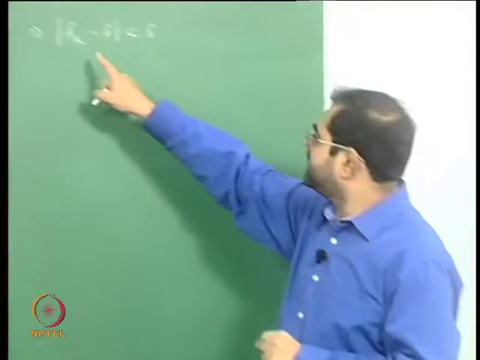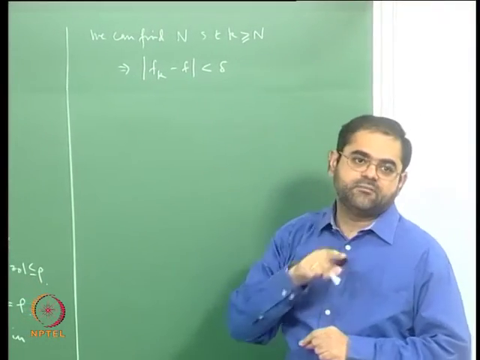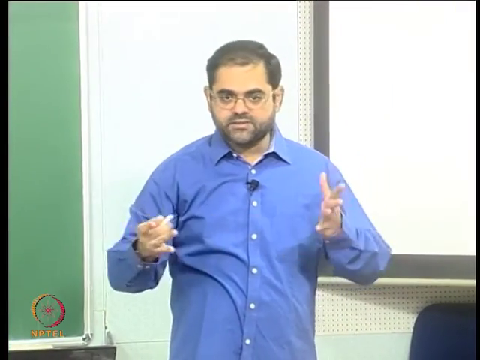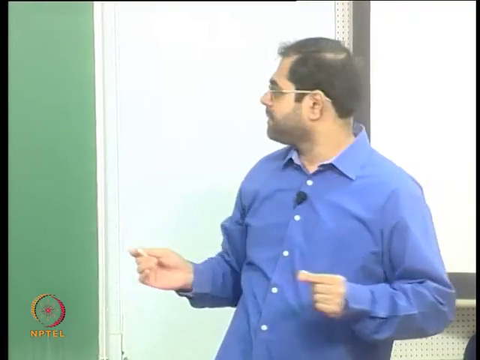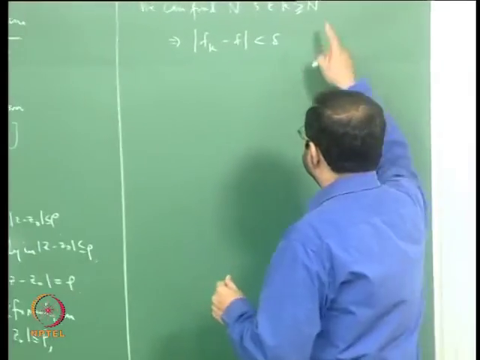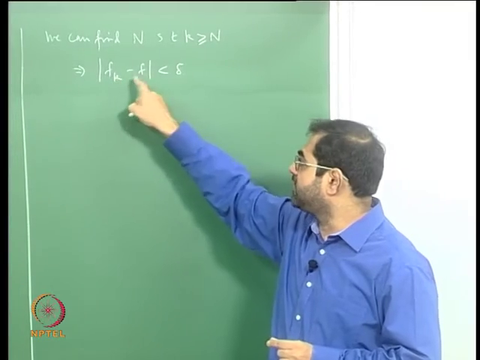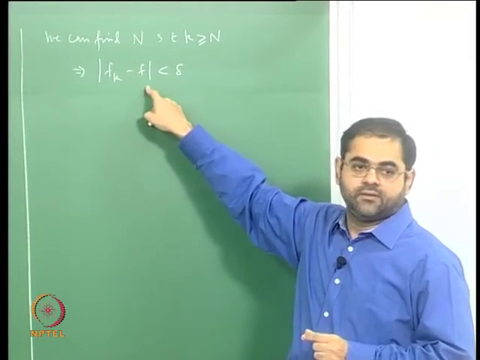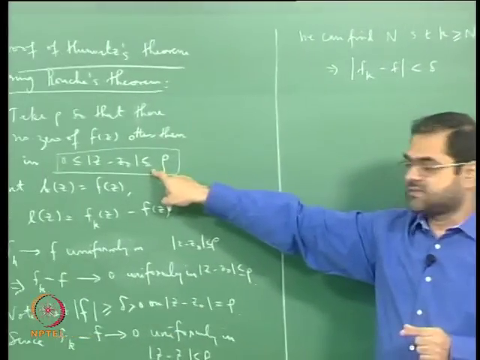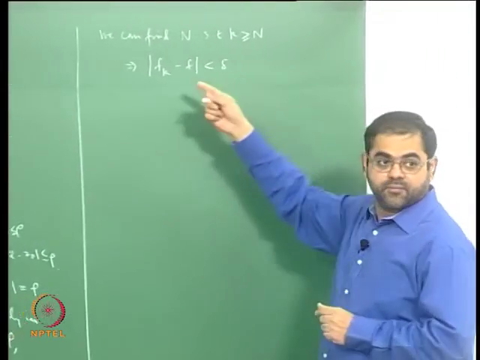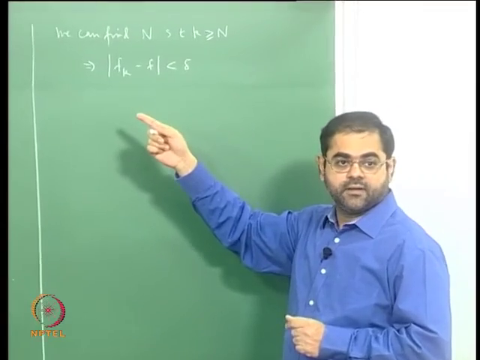And I am not writing fk of z minus f of z because all this is done independent of z, and this independence of z is exactly the uniformness of convergence. So this n does not depend on z, it does not depend on what value of z you plug in, where z is in this closed disk. That is the uniformness that I am using there.